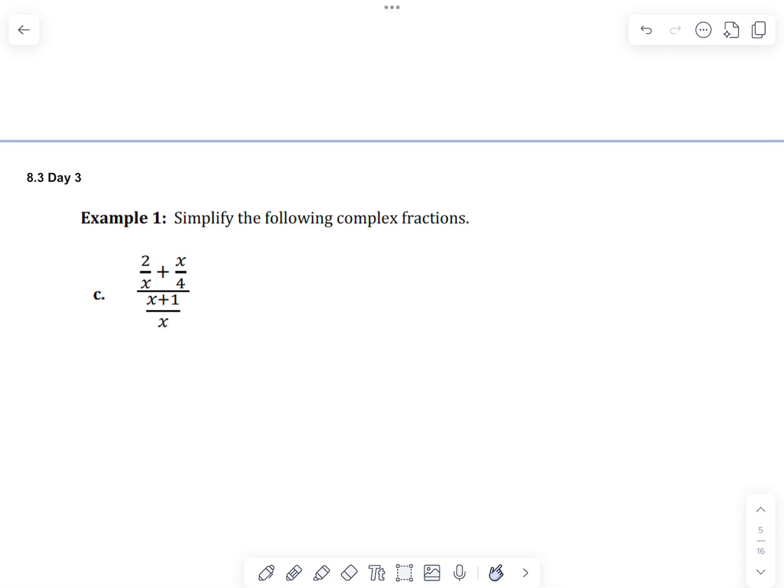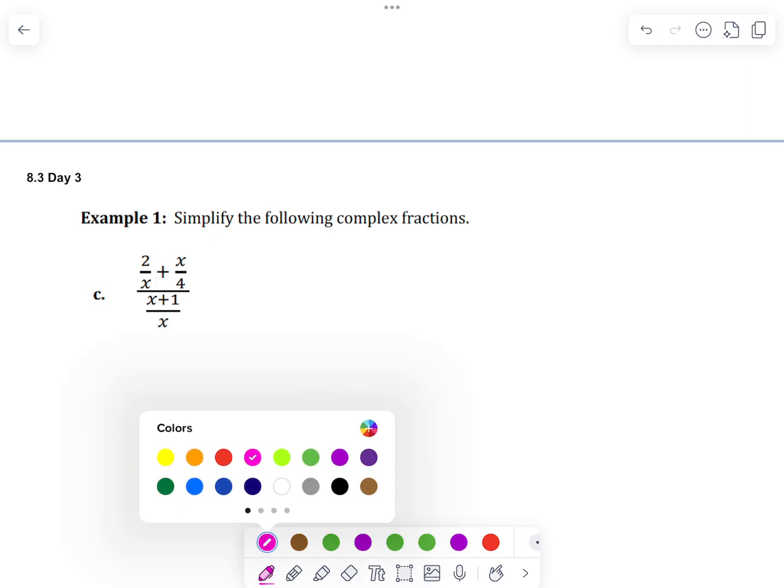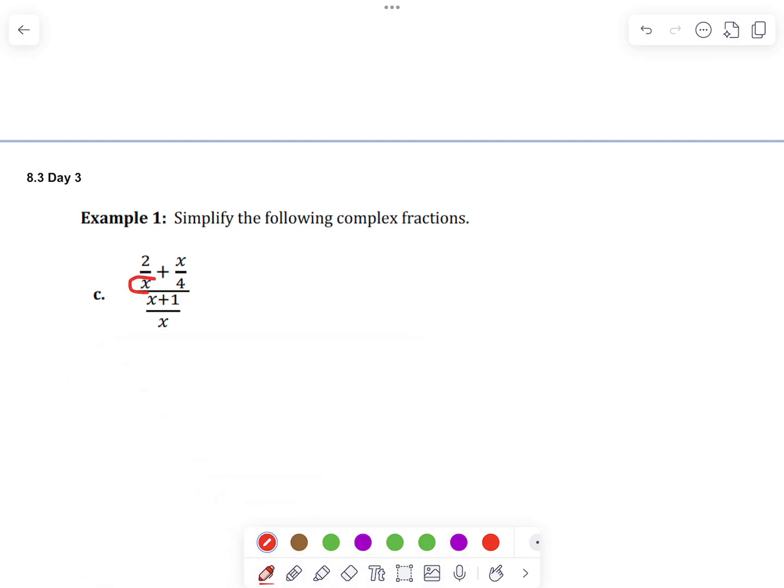All right, here's another one. What's different about this is up in the numerator we have two fractions. So we're going to do this one a little different. We're going to find the LCD of all of the denominators. So here's our first denominator of x, this denominator of 4, and this denominator of x. So we're looking for the least common denominator of these three terms. So the LCD is going to be 4x.